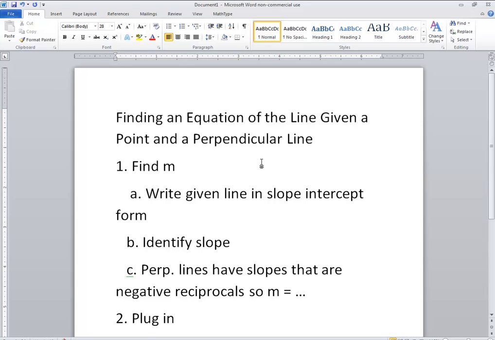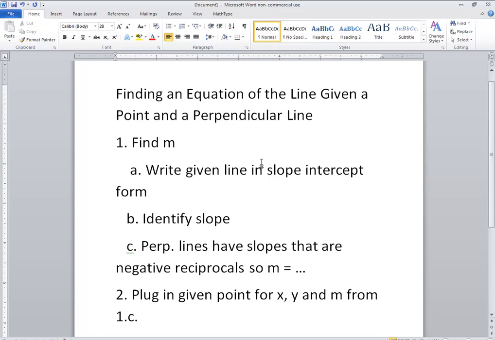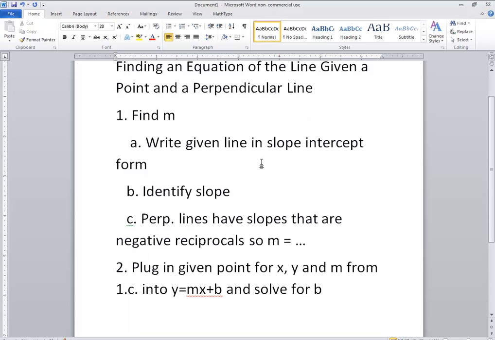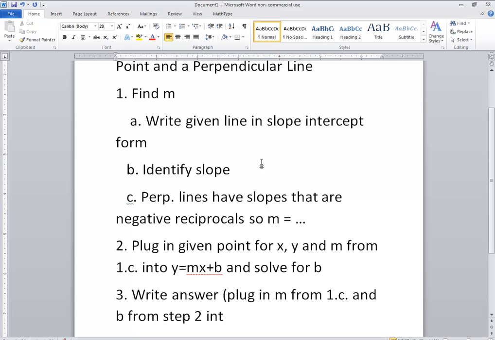Step 2, plug in the given point for x and y, and m from 1c into y equals mx plus b, and solve for b. And step 3, write your answer. Plug in m from 1c and b from step 2 into y equals mx plus b. Okay, so let's go through these steps on this problem.